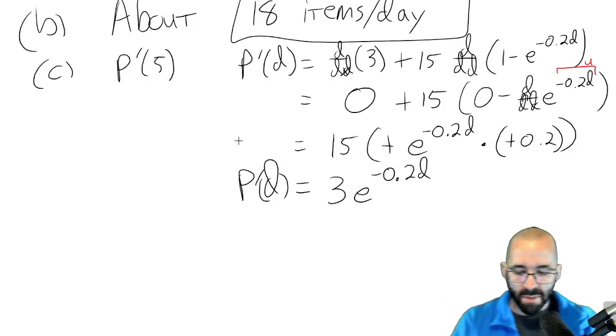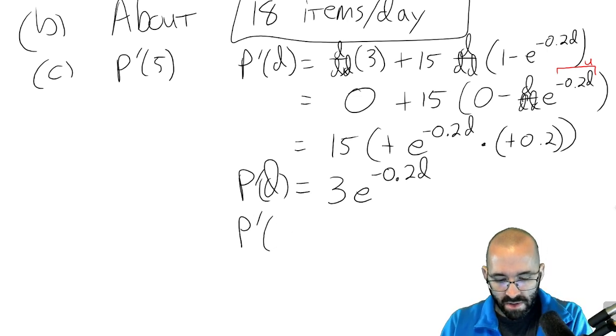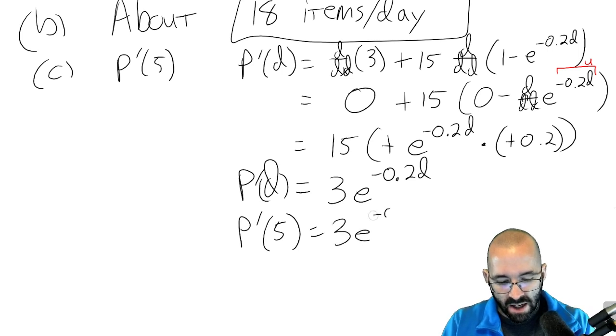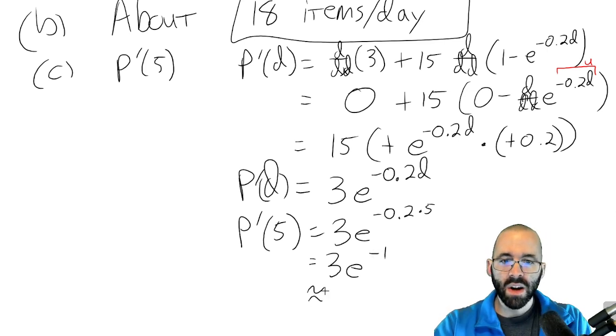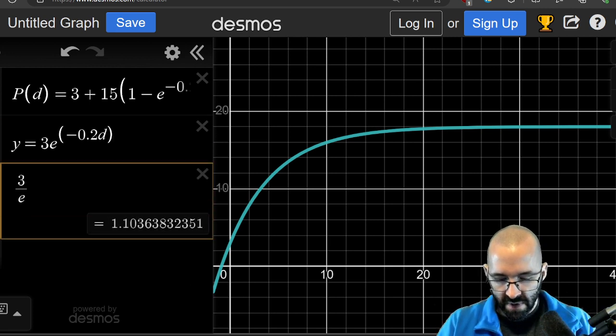All right, we need p prime of 5, though. The marginal production rate. And that'll be 3 times e to the negative 0.2 times 5. 3 times e to the negative 1. We'll need a calculator to approximate that. It's 3 over e. About 1.10.